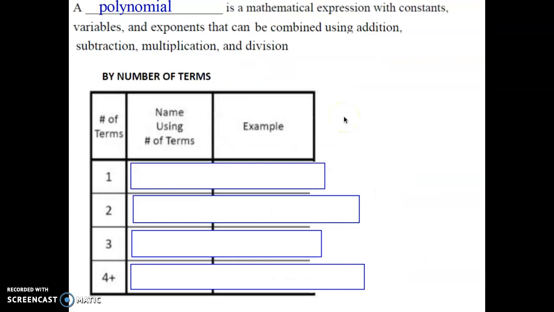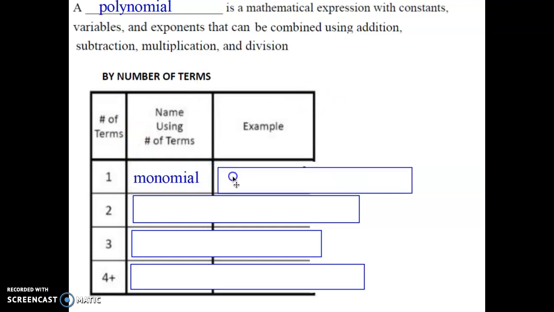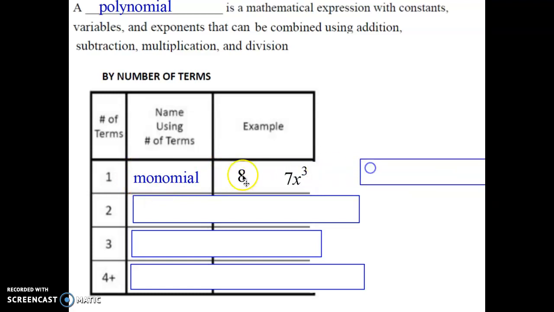Okay, another way that we can look at classifying polynomials is based on how many terms they have. So if we only have one term, we call this a monomial. You might remember the prefix mono, meaning one, and an example of a monomial would be 8, like we did before, but also this one that's cubic, right? It doesn't matter what the degree is. What matters is that it only has one term.